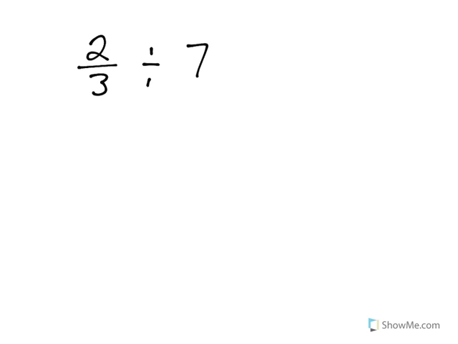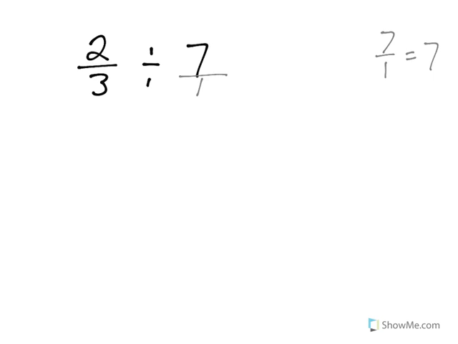Okay, so first we're dividing by a whole number. Before we can divide fractions or divide by a whole number, we need to make that whole number a fraction. So recall, to make a whole number a fraction, we simply put it over 1, because we know in this case 7 over 1 is the same as 7. So to make a whole number a fraction, we put it over 1.